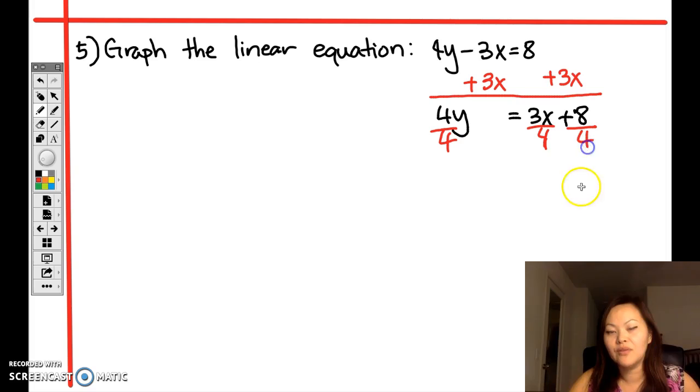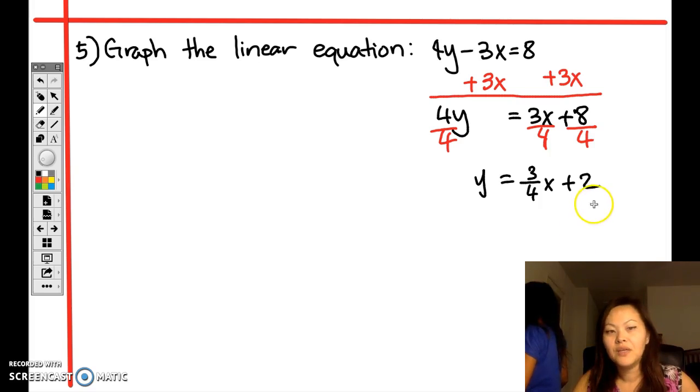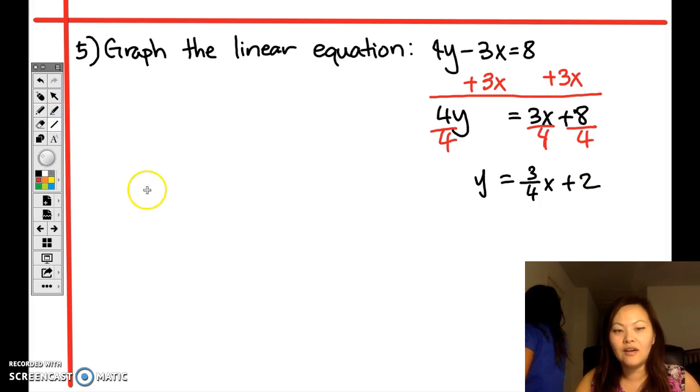Everything by 4. So then now what you're going to end up with is y equals 3 over 4x plus 2, okay? So then I'm going to go ahead and graph it now.